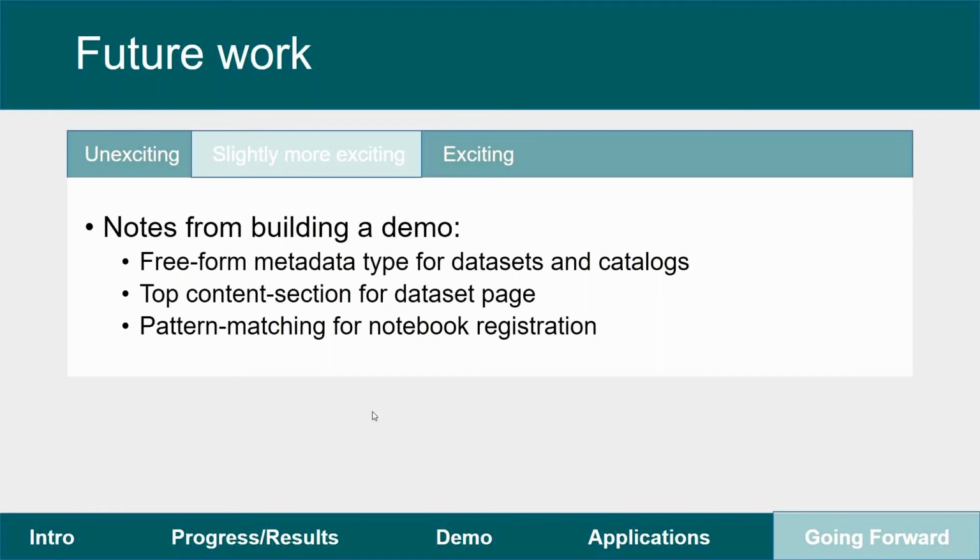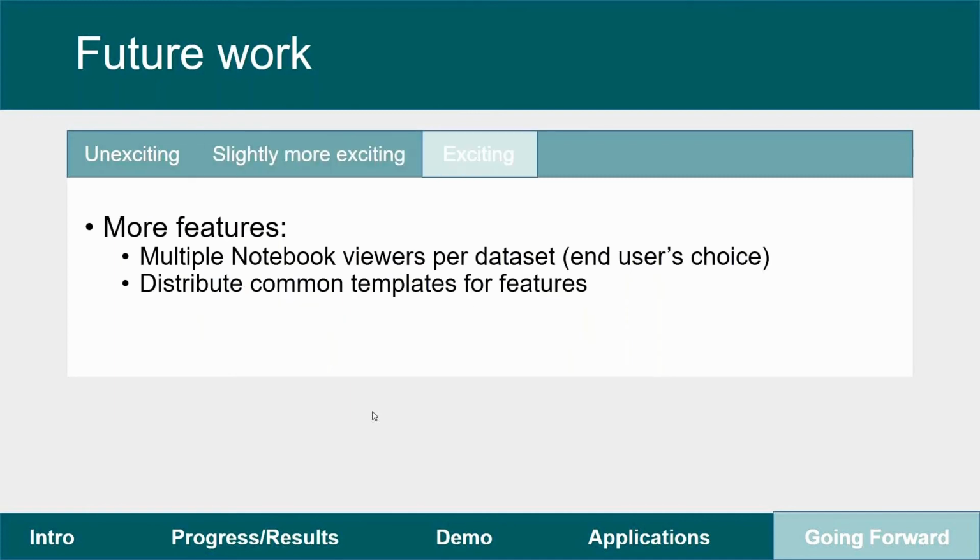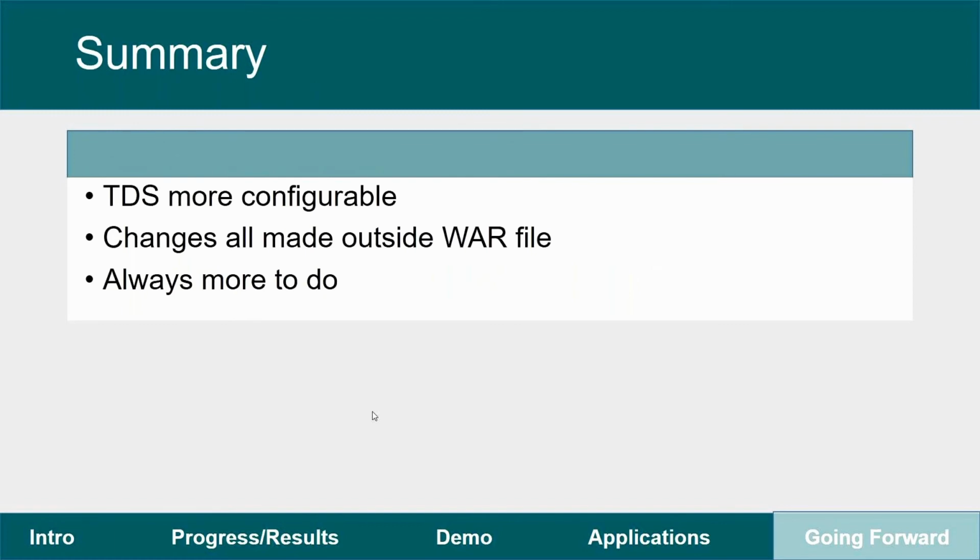Then it'd also be nice to have some pattern matching for how you register notebooks to datasets, so that if you have multiple datasets you want it to work for, you don't write all the names, but just pattern match. And some more features that could be added: multiple notebook viewers per dataset so that a user can choose which one to use, and a source for distributing some common templates. So if someone makes a really cool viewer or a really cool Thymeleaf template that they think a lot of people would want to use, there's a way to share that. But also, TDS is one of those less-is-more kind of services where the more lightweight it is, the better. So I think fewer features is probably safer.